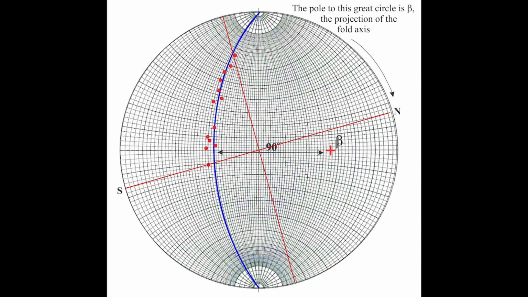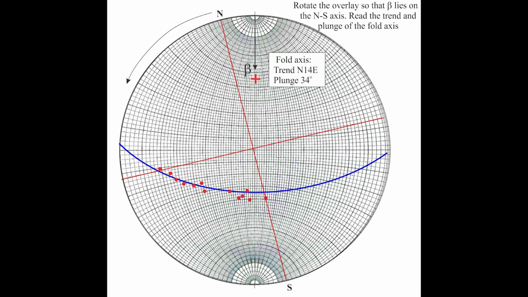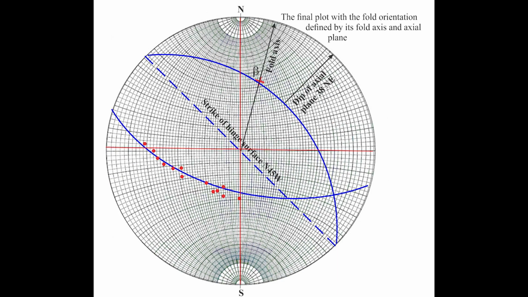And now plot the pole to that, which takes us 90 degrees off of our bedding poles to line up with our fold axis. This is called the pi axis. Put another point on the outer edge of our circle to mark the fold orientation that you measured, and mark it O for the orientation of the fold axis. And then find the great circle that passes through pi and O. This planar line represents the orientation of the axial plane of the fold.